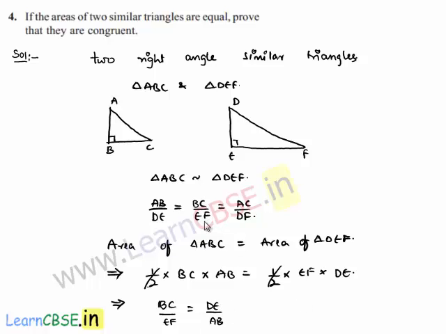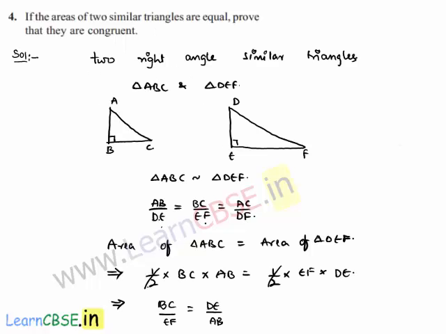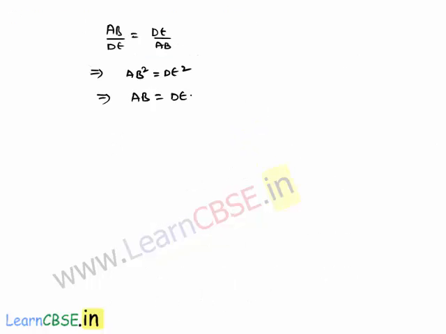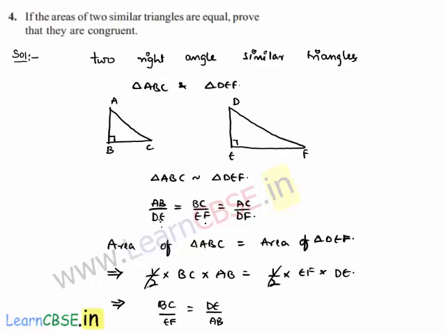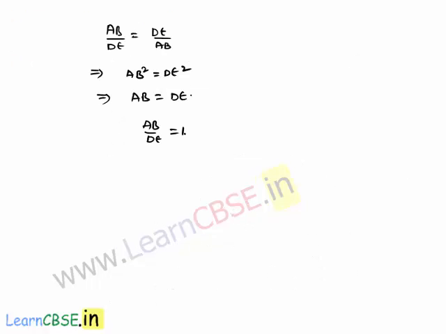So here we have BC by EF is equal to AB by DE, and BC by EF we got as DE by AB. Let us equate them. Then we get AB by DE is equal to DE by AB. That implies AB square is equal to DE square. Now by applying the square root we get AB is equal to DE. Similarly, as AB by DE is equal to 1, we can say that AC by DF is equal to 1.